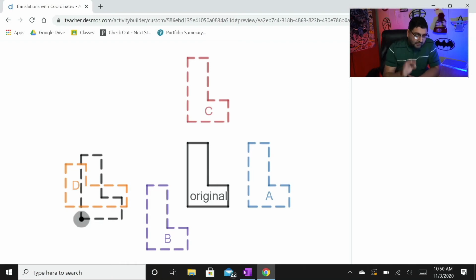Translations are really just focusing on moving it to the right, to the left, up or down. Also, we're not changing the size of the shape. Okay, that also has to stay the same. So these are important things to keep in mind when you're translating a certain shape.